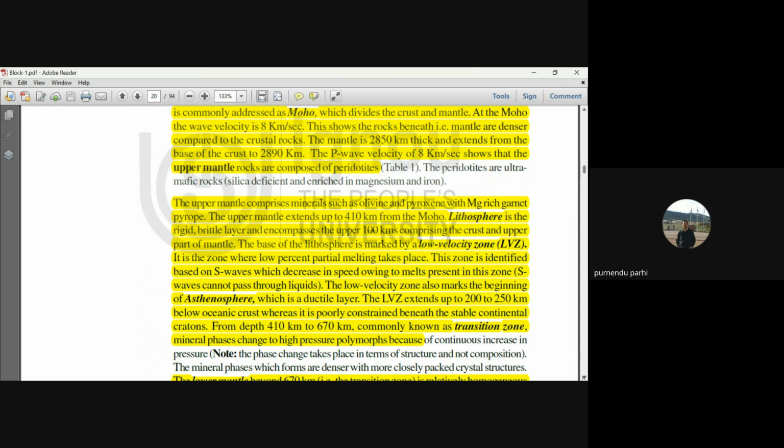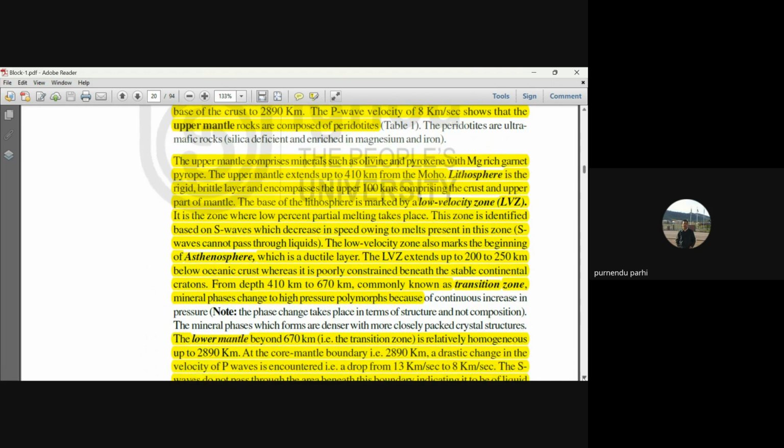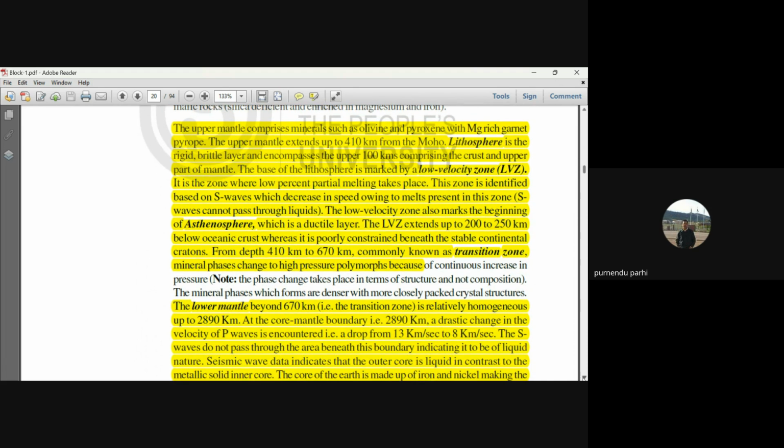The low velocity zone also marks the beginning of the asthenosphere, which is a ductile layer. The low velocity zone, known as the LVZ, extends up to 200 to 250 km below the oceanic crust, whereas it is poorly constrained beneath the stable continental craton. Then you have the transition zone. Similarly, different zones have been divided.